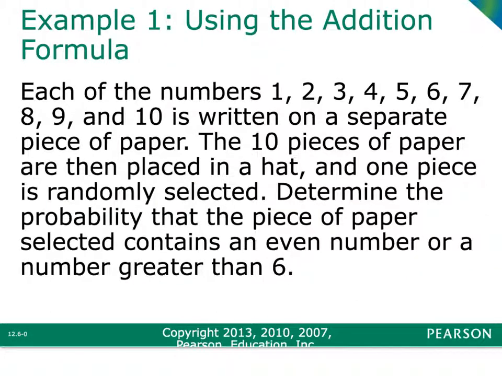Let's look at an example. Each of the numbers 1, 2, 3, 4, 5, 6, 7, 8, 9, and 10 is written on a separate piece of paper. The 10 pieces of paper are then placed in a hat, and one piece is randomly selected. Determine the probability that the piece of paper selected contains an even number or a number greater than 6. There are two ways that you can do this. You could do this with a Venn diagram and simply count, or you could do this with the formula. Let's look at the Venn diagram option first, and you can decide which one you like best.